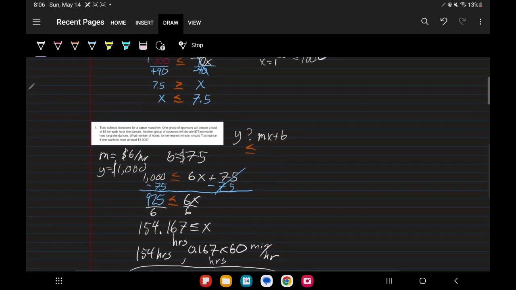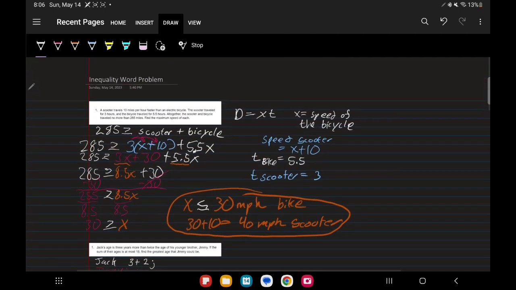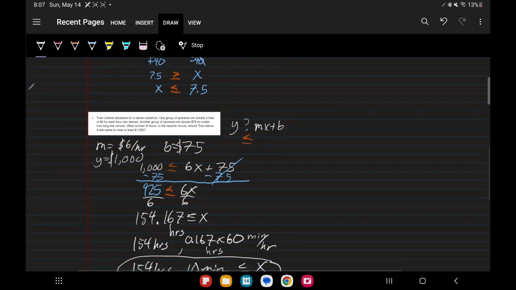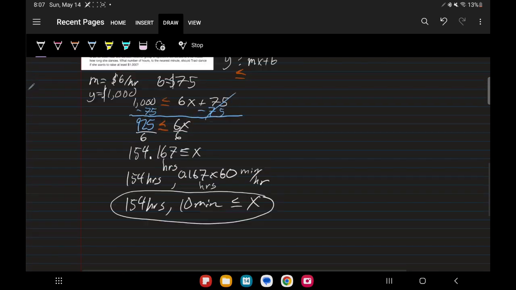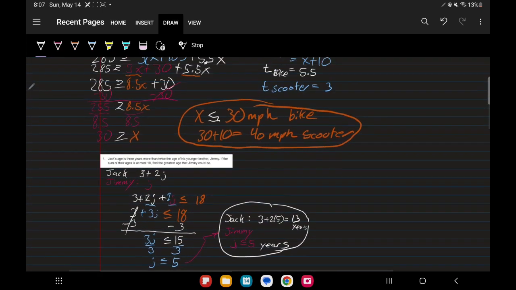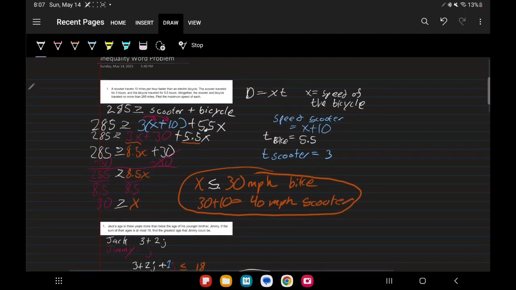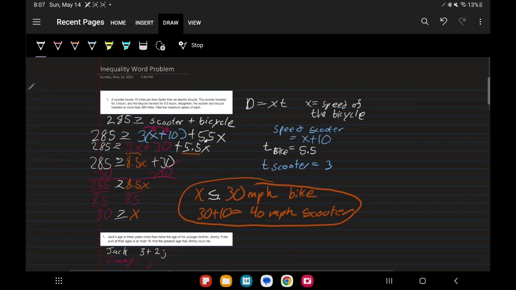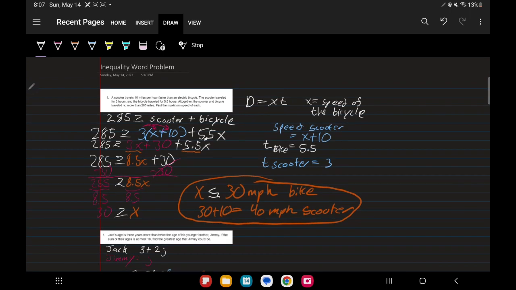And I'll go and show you these. I will post these in Google Classroom so you can go through and look at them. They're not too difficult. You will get one of them on the test. I won't tell you which one, but I'm going to go ahead and move on to problem 2.